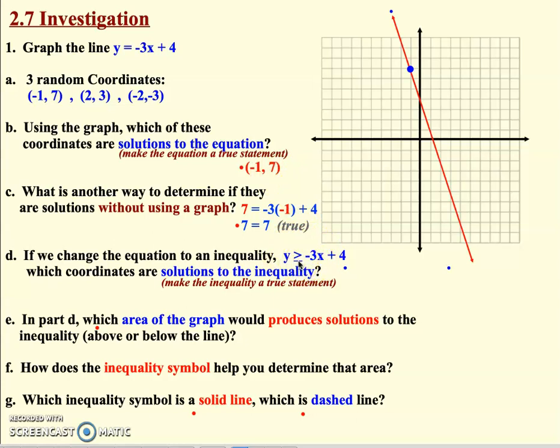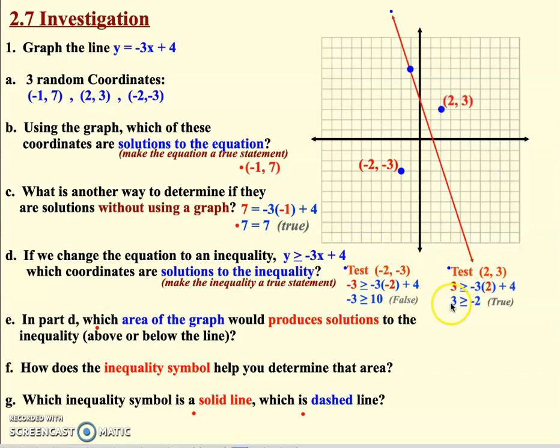Now the others we need to check out, are they making it true as a greater than statement? So let's test negative 2, negative 3. If I plug it in, I get negative 3 greater than or equal to 10, which it's not. That's false, so that's no. That's not a solution. Plug in the other side, 2, 3, and I get 3 is greater than or equal to negative 2. That is true, so that is a solution.